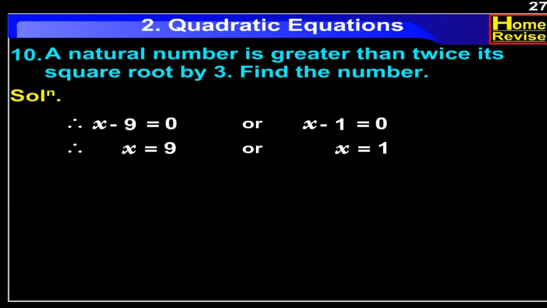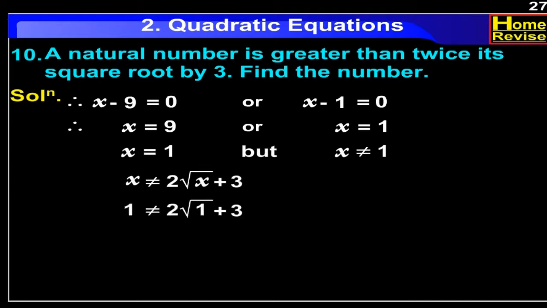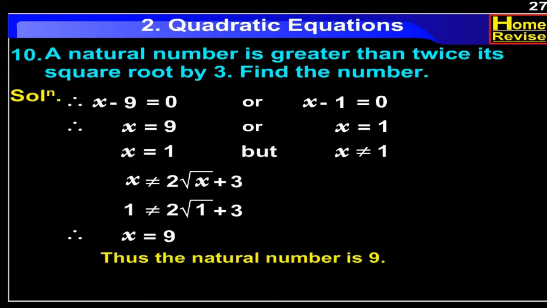If x is equal to 1, but x is not equal to 1, as it does not satisfy the given condition, that is x is not equal to 2 root x plus 3. 1 is not equal to 2 root 1 plus 3. Therefore, x is equal to 9. Thus, the natural number is 9.